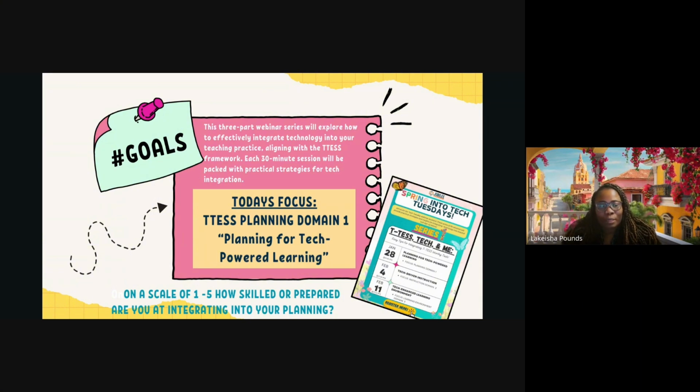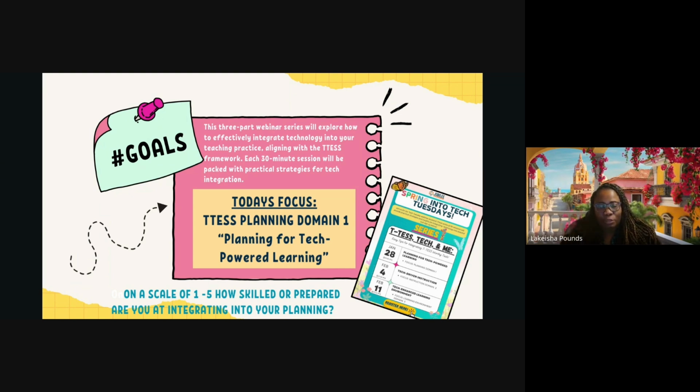In Domain 1, that's only planning. I called it planning for tech-powered learning. But basically, it's how do I plan and incorporate technology into my planning? How do I think about what I'm about to do in my classroom and incorporate technology into that?